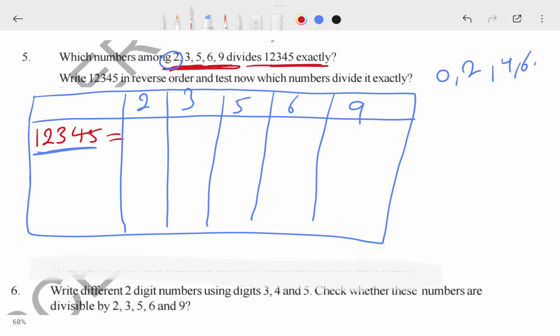Is it divisible by 2 or not? Because we know that this is not in that one. Now, at the end there is no 0, 2, 4, etc. So it means that it is not going to be divisible by 2. So it is not divisible by 2.